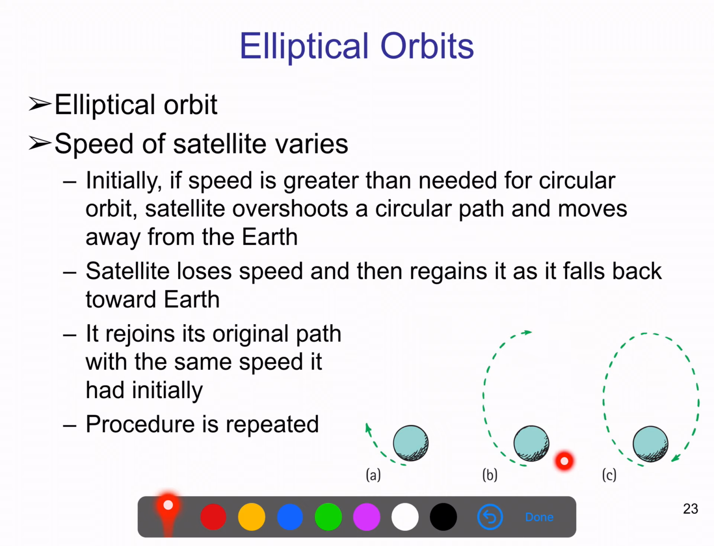Okay, so as the object or satellite is close to the Earth, it will be traveling at a greater rate of speed than when it's further away from the Earth. And you can also think about that in terms of the force of gravity. As I'm closer to the Earth, I have a stronger force of gravity on me than I do when I'm further away from the Earth.